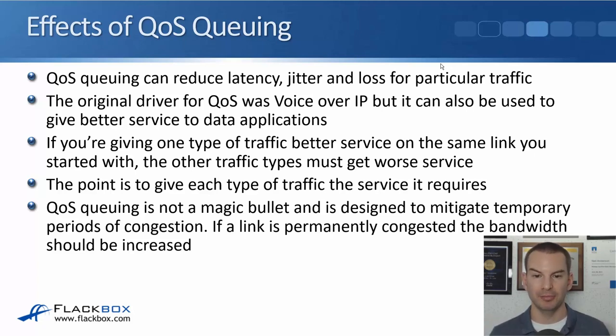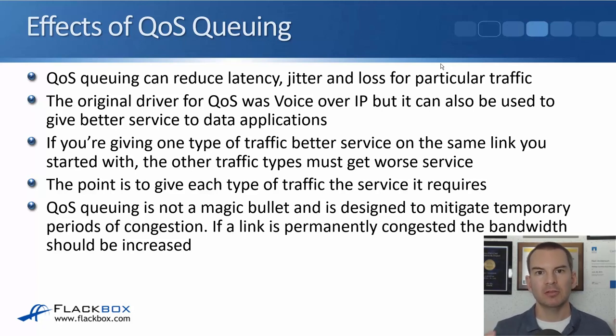QoS is not a magic bullet, and it's designed to mitigate temporary periods of congestion. If a link is permanently congested, then you're going to have bad quality voice, video, and applications on that link. So what you need to do is upgrade the link. What you'll often see companies do is they'll have a target utilization. 80% is not uncommon. So they'll look for an average utilization of 80% on the link, but you know that the network gets busier at some times of day. Like on Monday morning at 9 a.m., it's probably going to be busier than it is at 3 p.m.